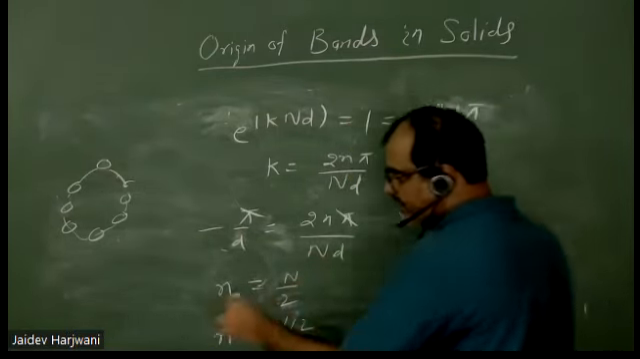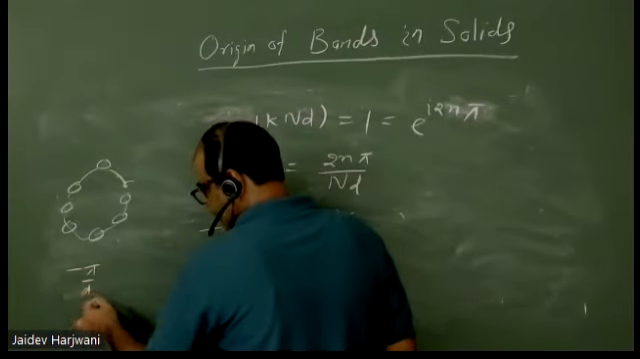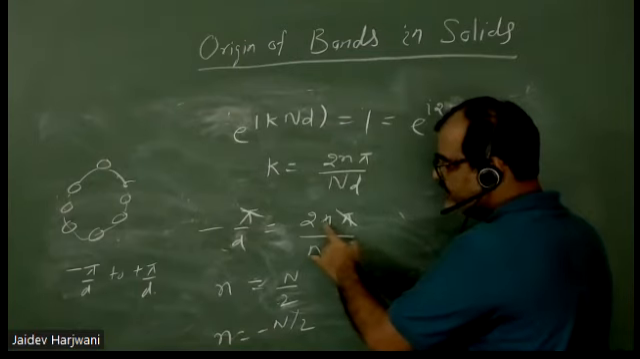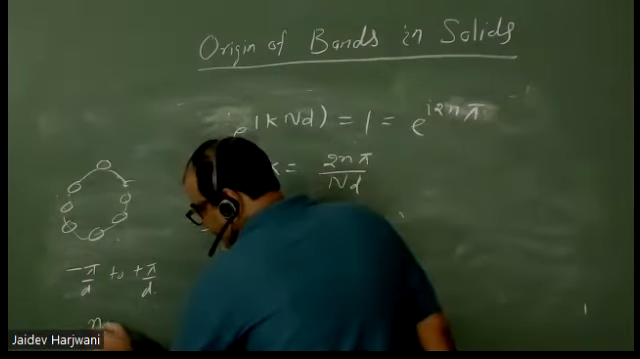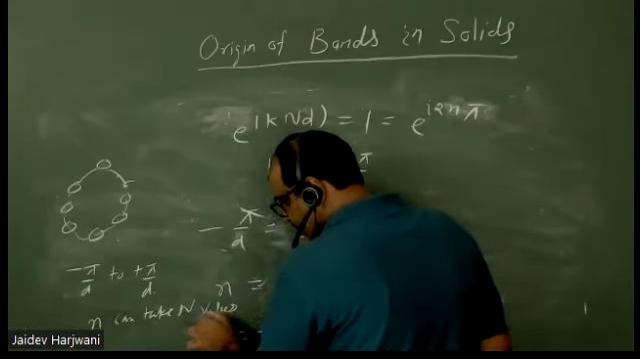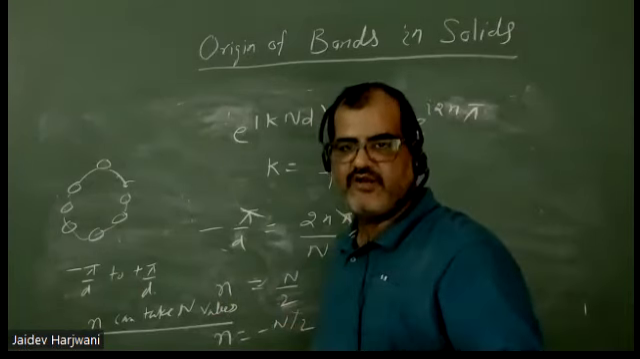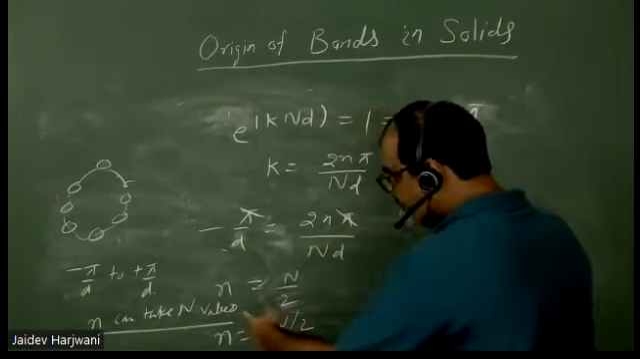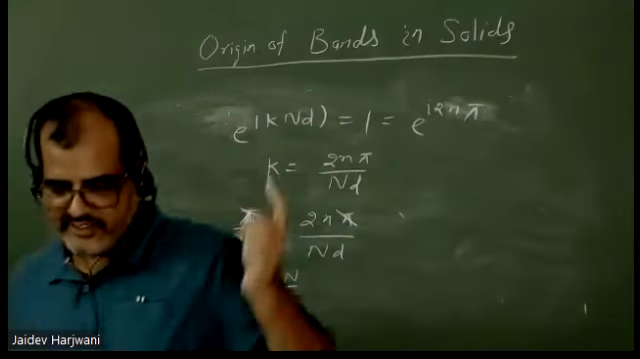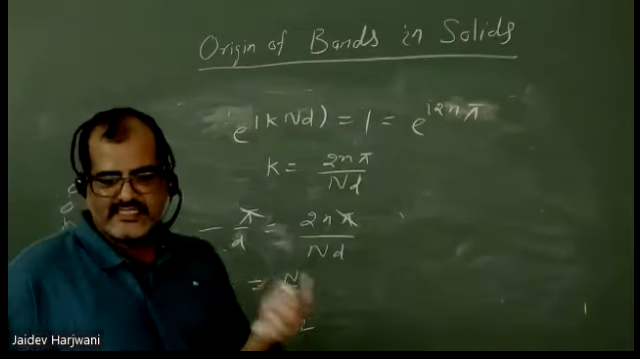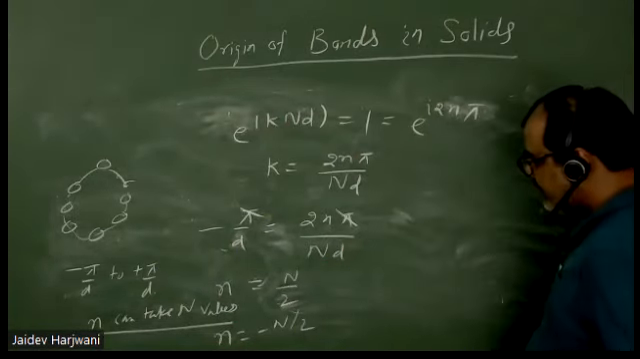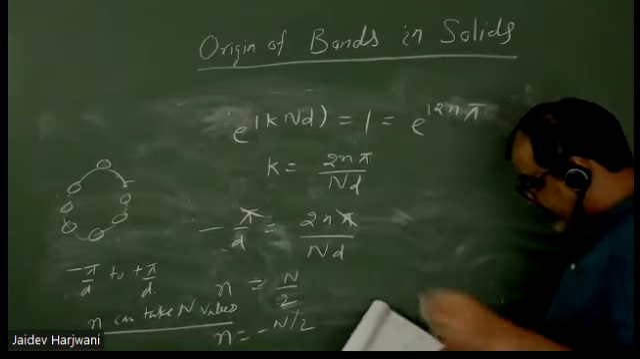So what I'm trying to say is that between minus pi by d to plus pi by d, small n can take capital N values, where N is the number of atoms. That means my k also can take N values. We have repeated this before: as many lattice points as there are, that many k states there will be. So the same thing we are again proving here. That means there are N distinct values for n.